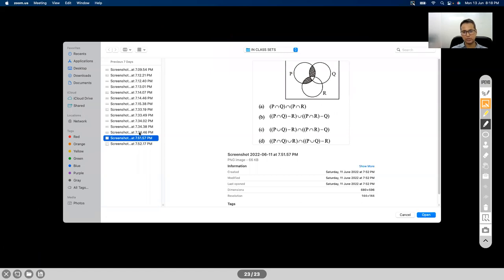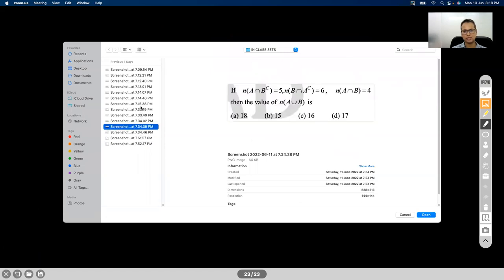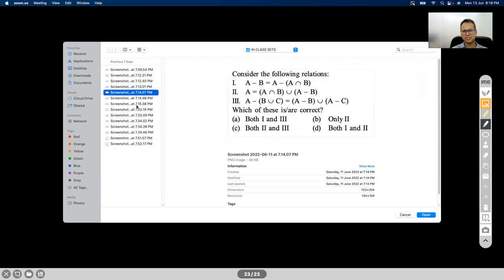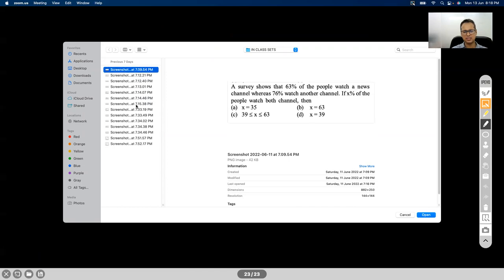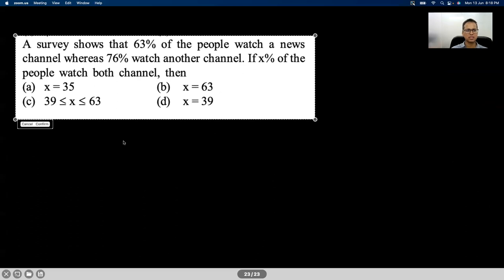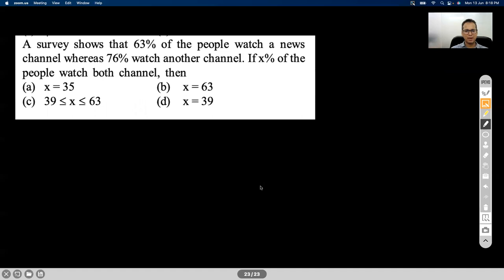Let's take a few questions based on it. I'll take a few simpler examples. Let's take this one. Okay, I'm putting the poll also for this. Read the question very carefully. The question says, a survey shows that 63% of the people watch a news channel, whereas 76% watch another news channel. If X percent of the people watch both the channels, then which option is right?